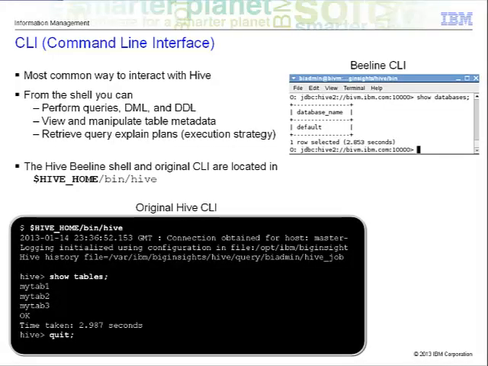Now let's take a slightly deeper look at the Hive CLI. The CLI, or command line interface, is the most common way to interact with the Hive system. From the CLI shell, you can perform queries, DML, and DDL. You can view and manipulate table metadata, retrieve query explain plans, and more. Hive currently comes with two command line interfaces, the original CLI and the newer Beeline CLI. These two CLIs are located in Hive's bin directory. There are differences in the original CLI and Beeline architecture. However, running commands within the two is a very similar procedure.